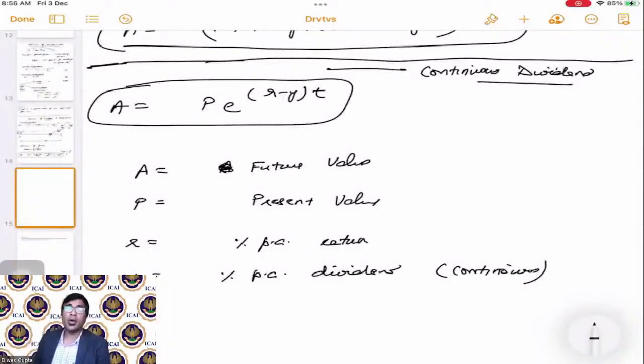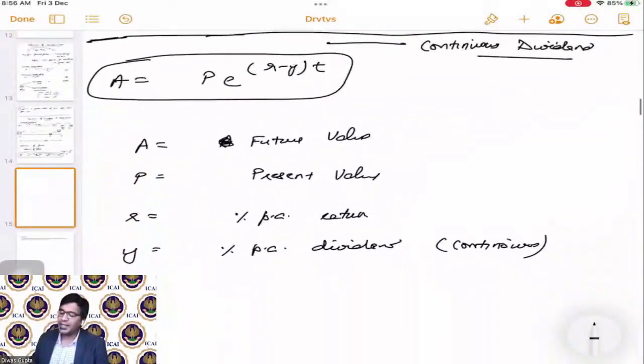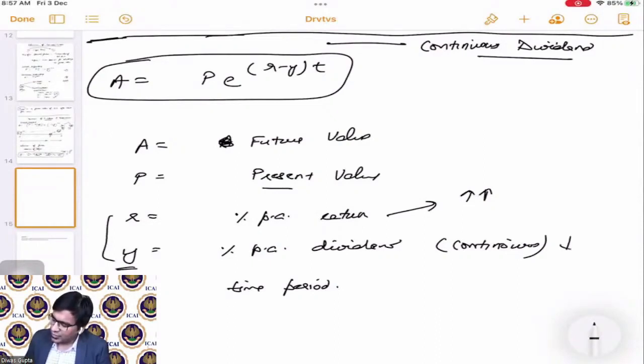Now, I was speaking on continuous dividend. Above this, we have spoken on the discrete dividend. Now here, in continuous dividend, only this element Y is extra, which is percent per annum dividend, and T is again the time period. Now, students, please note that P is the present value, correct? In that, we will multiply E raised to the power R minus Y. So R is a return by which the constant increase is happening. Y is the percentage by which the constant decrease is happening, correct?